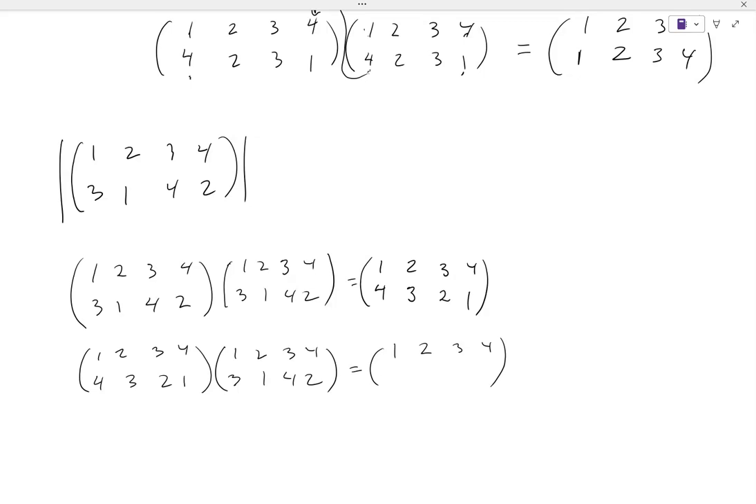Where does 1 get mapped to? I don't think it's 1. Where does 1 get mapped to? 2. Good. 2 gets mapped to 4. 3 gets mapped to 1. 4 gets mapped to 3. Okay. Still not back to the identity. Do it again.